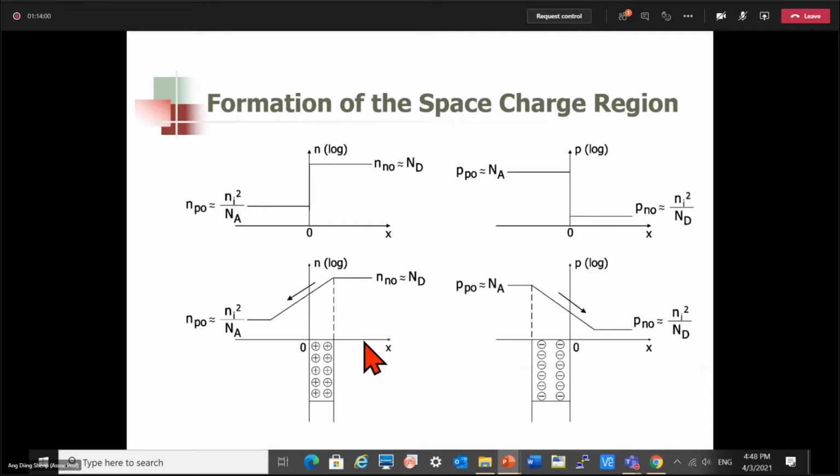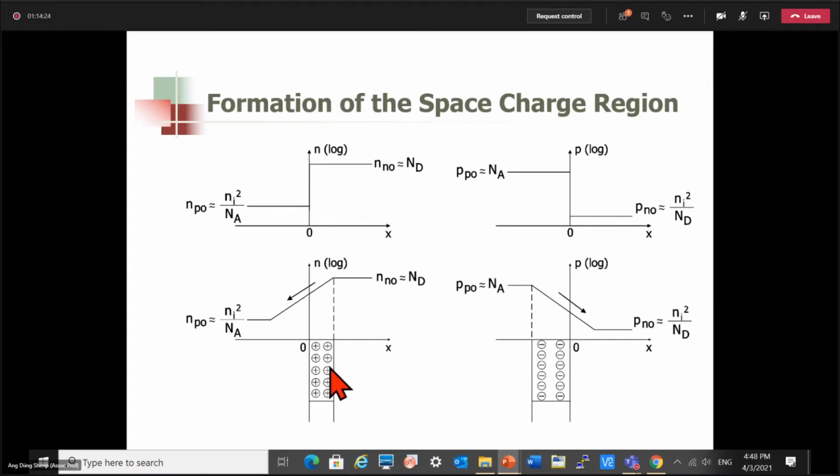Okay, so where is the space charge region? The space charge region formed is now in the N side. There is another one on the P side, which I will show you very soon. As a result of the electron diffusion, some electrons have departed from the N region, and due to that, we have a positive space charge region formed.